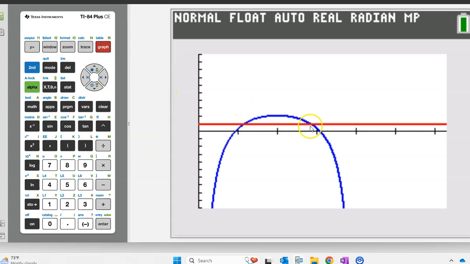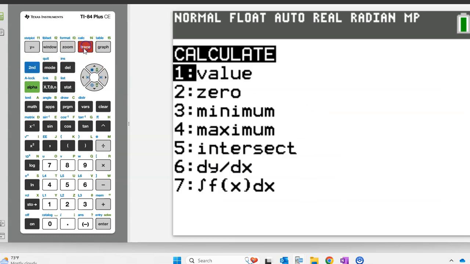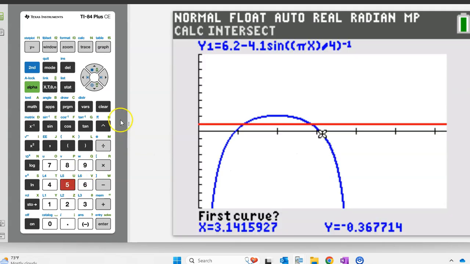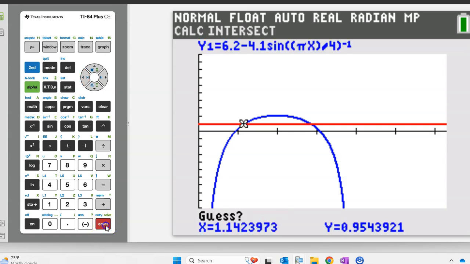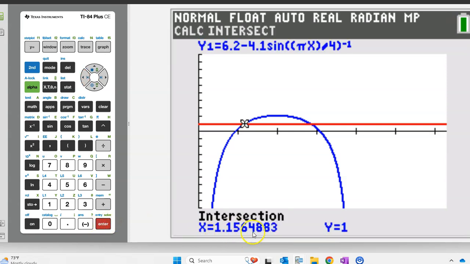Look, there are 2 intersection points this time. So let's be very careful. Second trace and option 5. Let's move the pointer. I'm jumping to the red line by hitting the up arrow key so I can move very quickly over to the first intersection point. I'm going to try simply hitting enter 3 times. Enter, enter, enter. So here's the first intersection.